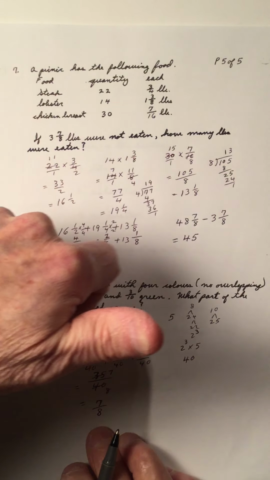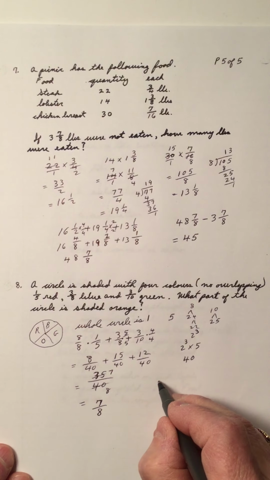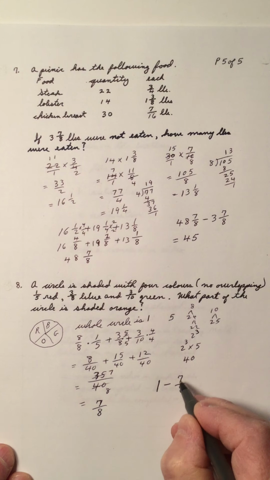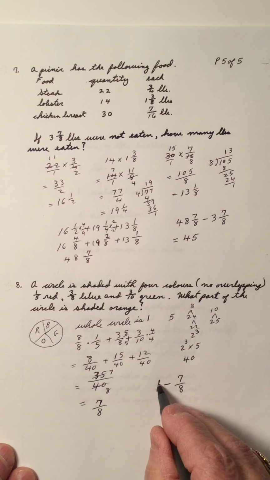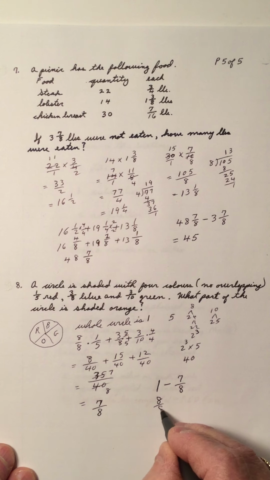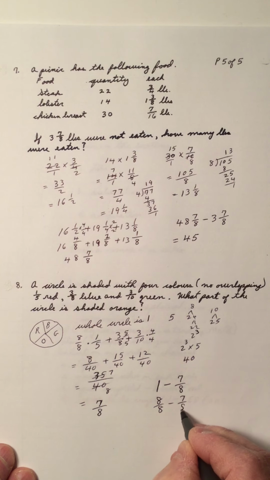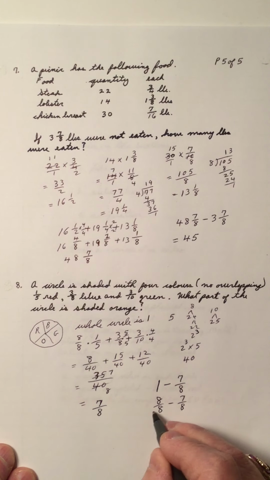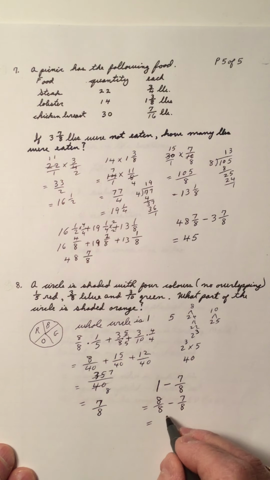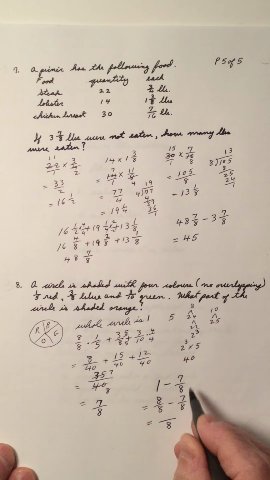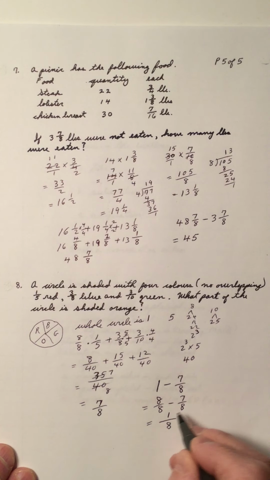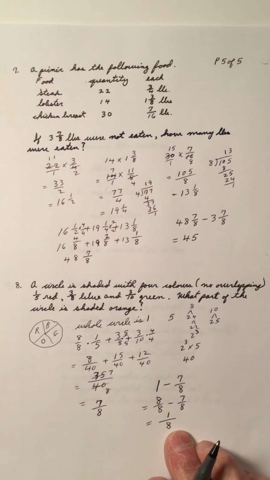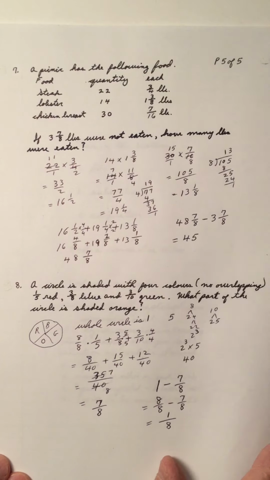part taken up by the red, blue, and green. So the whole circle is 1. So 1 subtract 7/8 gives you the fraction that's left for the orange. Another name for 1 is 8 over 8. And why 8 over 8? Because 8 is your common denominator. So 1 is 8 over 8. 8 subtract 7 is 1. So that means the orange is 1/8 of the shaded part of the circle.